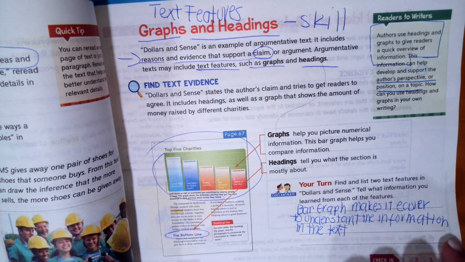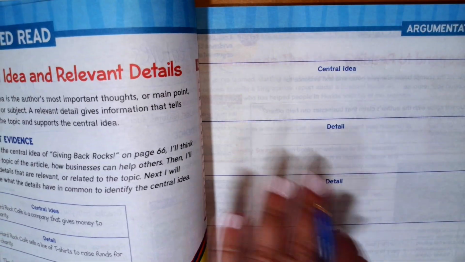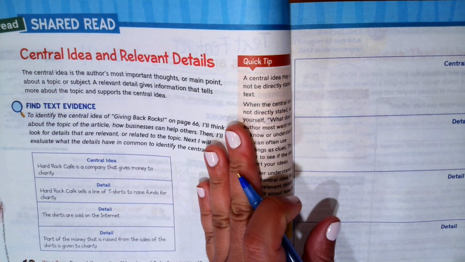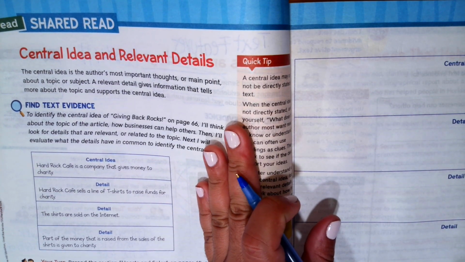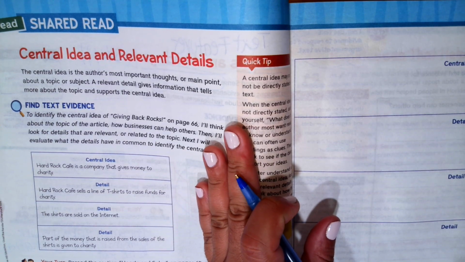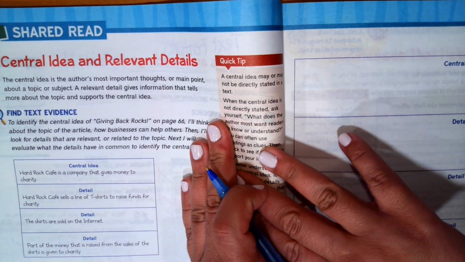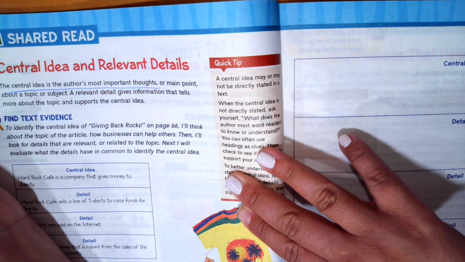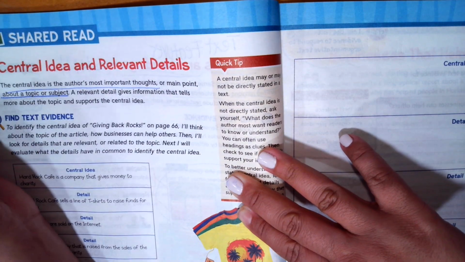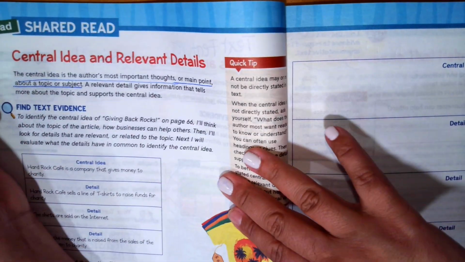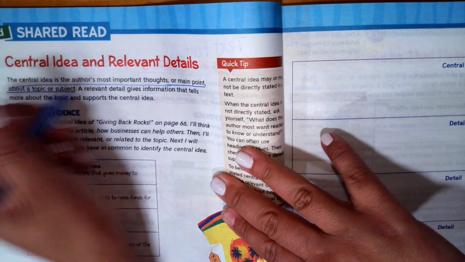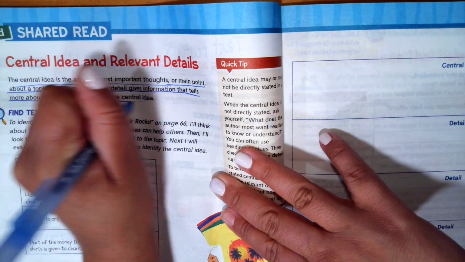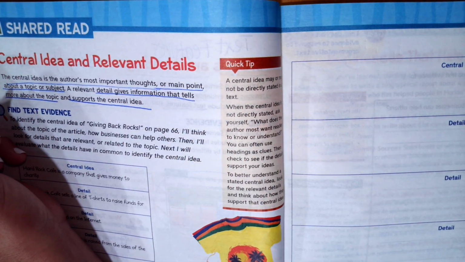Remember that you can pause this video and go back. All right. Then we have central ideas and relevant details. So you definitely want your highlighter for this. Ms. Mejia is going to underline what you should be highlighting. Okay. The central idea is the author's most important thoughts about a topic or subject. It's also called the main point. A relevant detail gives information that tells more about the topic and supports the central idea.